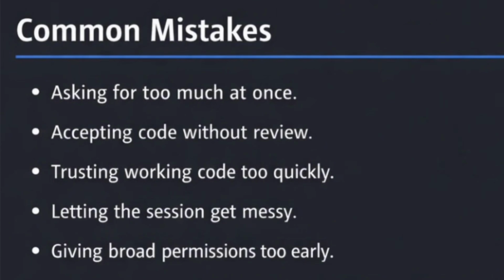Okay, and the last thing that I would like to mention is common mistakes. First one, asking for too much at once. Make sure you try to solve one problem or goal at a time. Don't try to do everything at once, or you can use the fleet command for that. Make sure to review the code even if you understand it. Don't trust working code too quickly. Use the /review command. Make sure to start a new session every time you finish one goal or problem, and try to avoid broader permissions too early. Make sure to run Copilot inside the repository and not in your root directory.